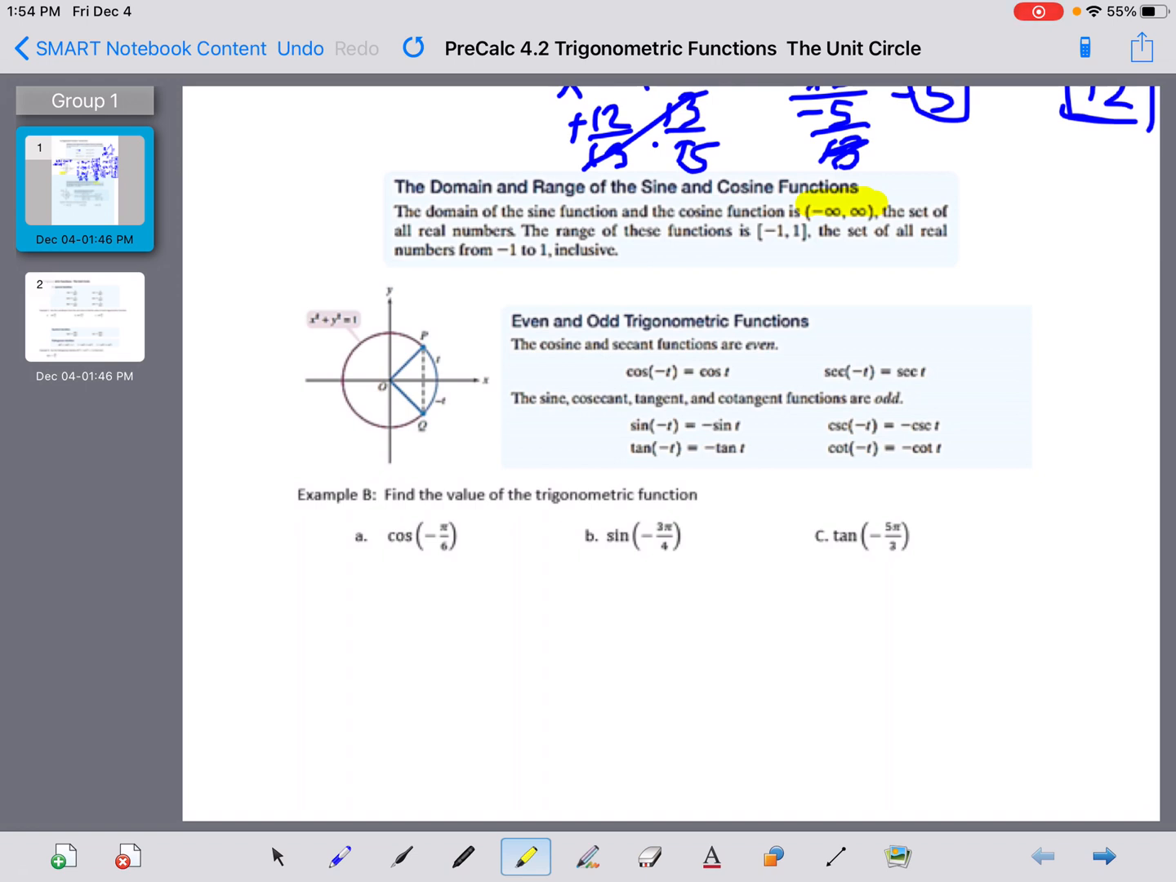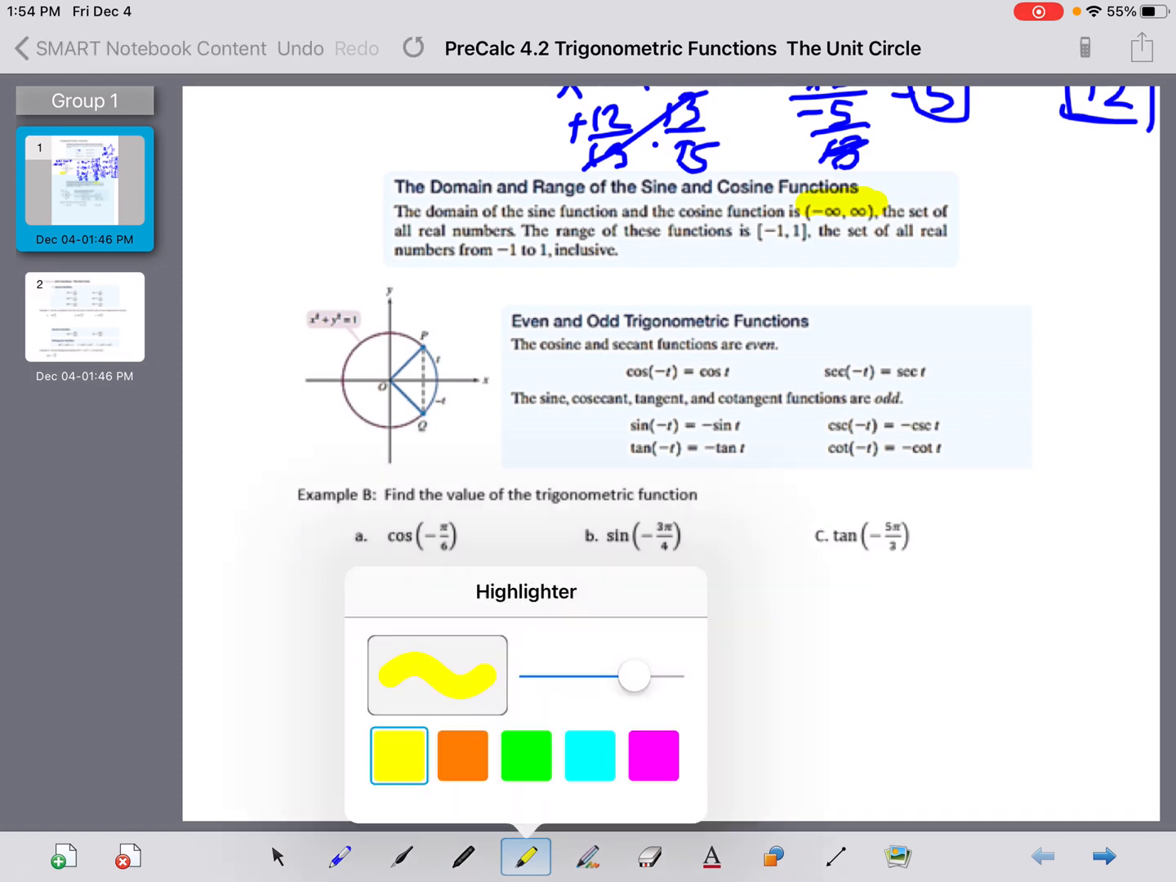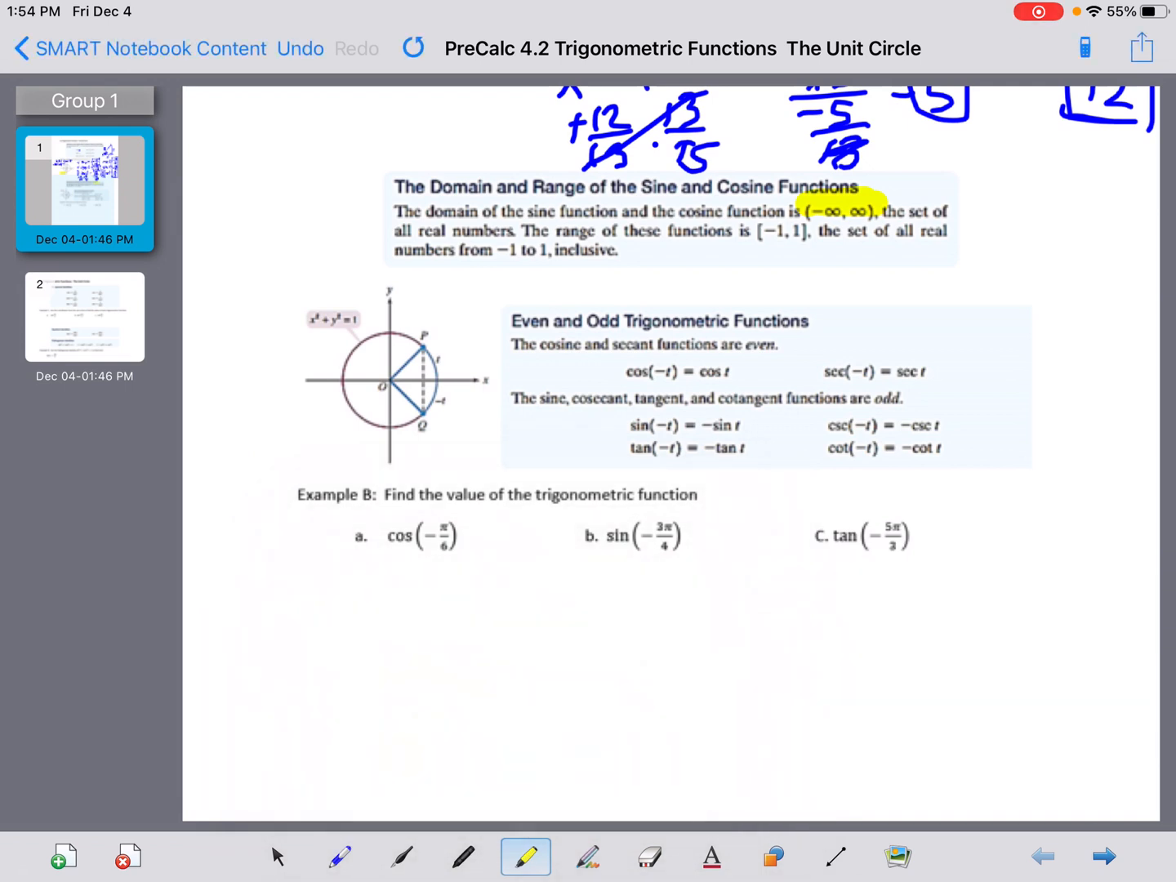What's your highest value for either the cosine or sine? It was +1. So our range here is going to be -1 to 1, and it includes those, right? The set of all the real numbers is the domain. So that's the domain and range. And again, it's going to sink in a little bit more when we graph those next week.